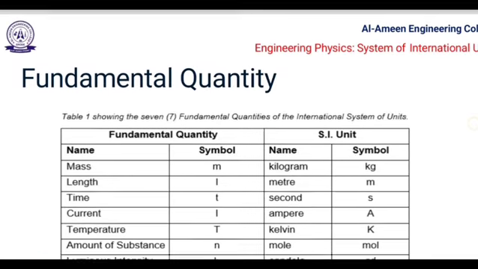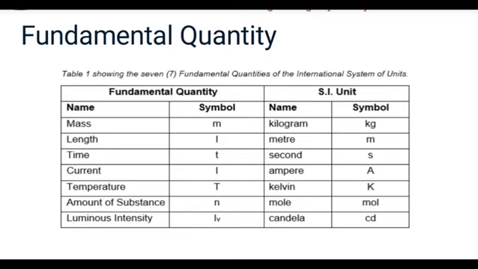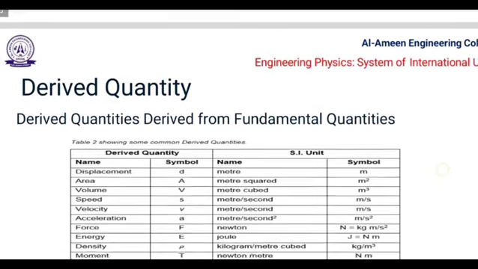Next, we move to the fundamental quantities. Fundamental quantities are the 7 already discussed: mass, length, time, current, temperature, amount of substance and luminous intensity, which are measured in kilogram, meter, seconds, ampere, kelvin, mole and candela. So fundamental quantities are the basic quantities for all science and technology quantities.